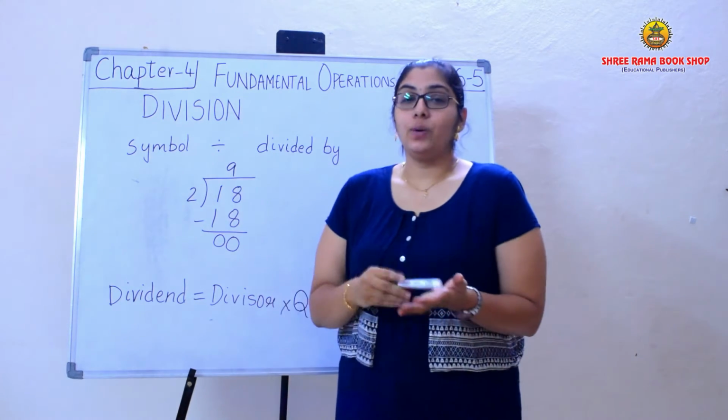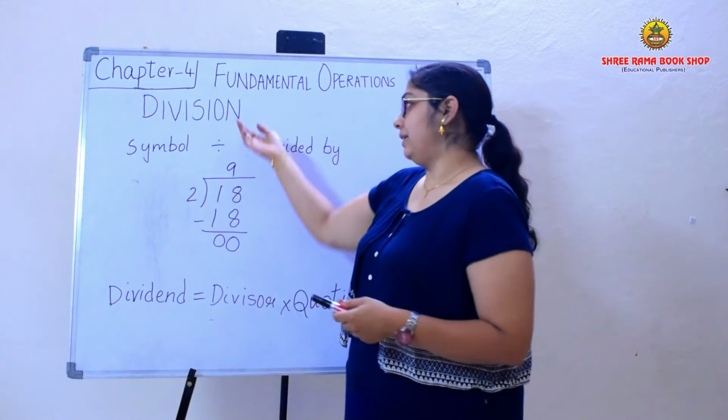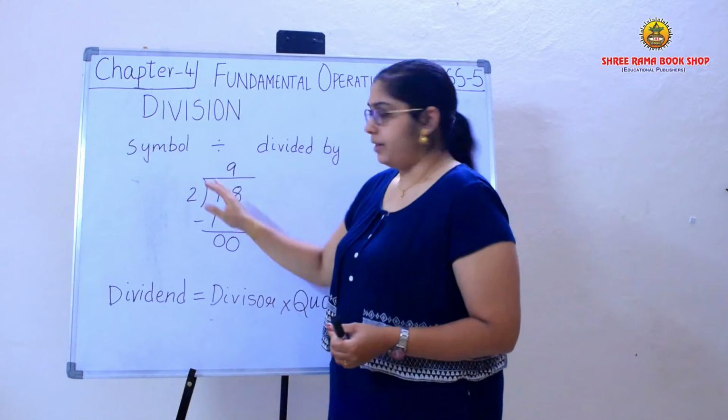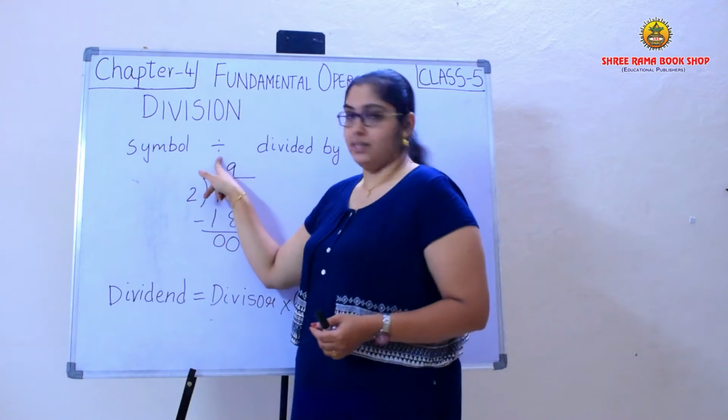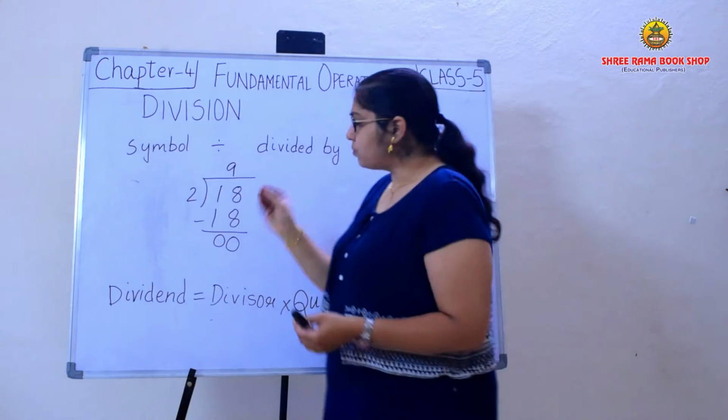What? Equally sharing of number, right? So equally sharing of number is nothing but division. And I can also say that repeated subtraction is also division, right? So the symbol for division is what? This, and we read it out as divided by. So I have a small example.